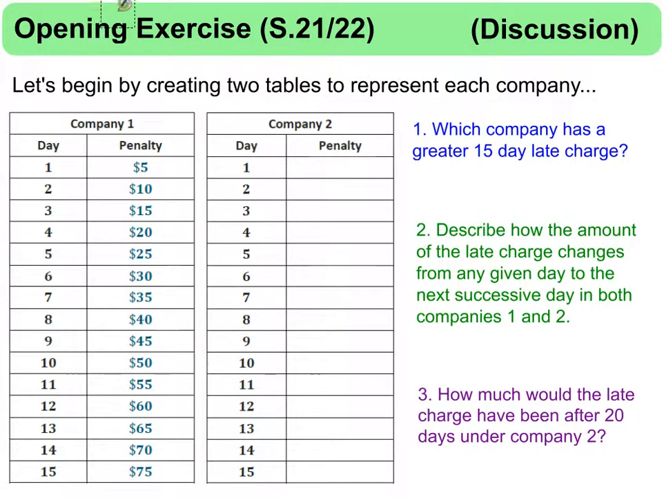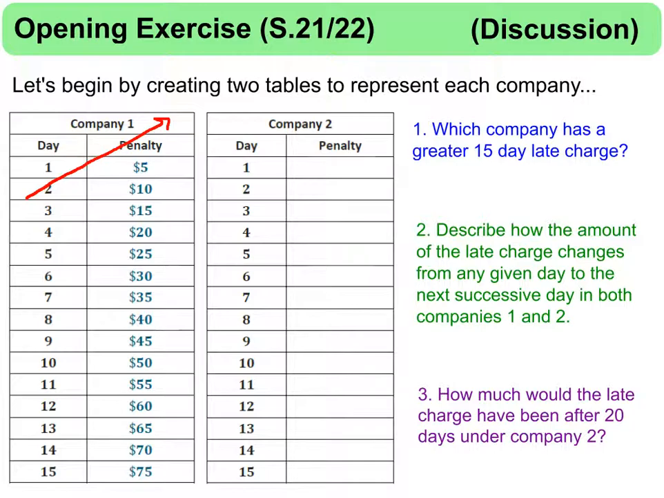So we want to think about what it means to be arithmetic, and we said if we're doing an arithmetic sequence, then things tend to grow in a linear fashion, or in a straight line. And so it's very constant. We can easily predict what it's going to be.